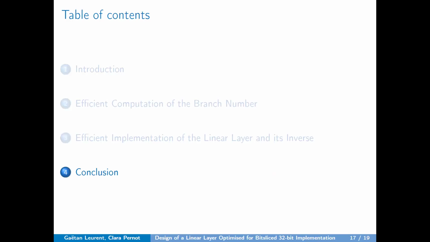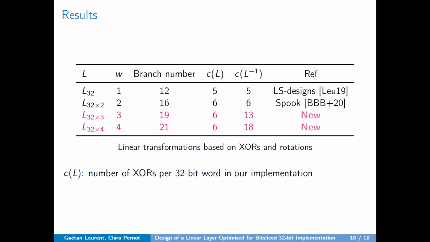So to conclude our results, we've obtained a linear layer that operates on 3 or 4 32-bit words, and the branch numbers are respectively 19 and 21. So it increased compared to the branch number of Spook, which was 16. Concerning this column, it corresponds to the number of steps of XOR rotations. We can see that our linear layer has the same complexity as the one in Spook, but concerning the implementation of the inverse, our linear transformations are much less efficient than the one in Spook.